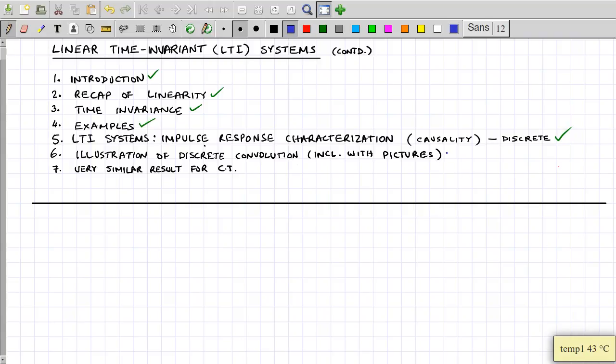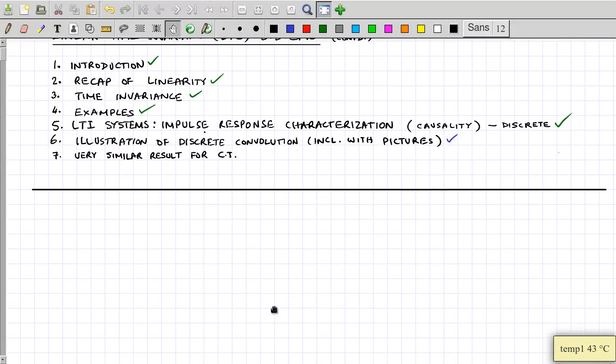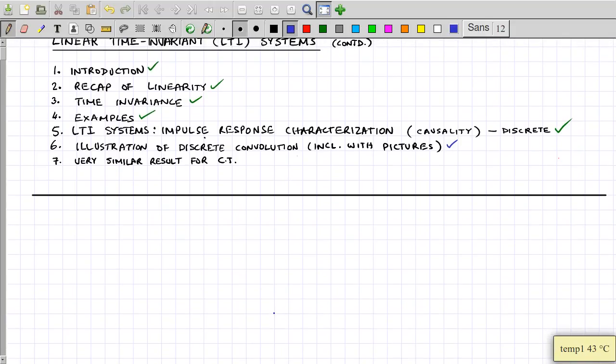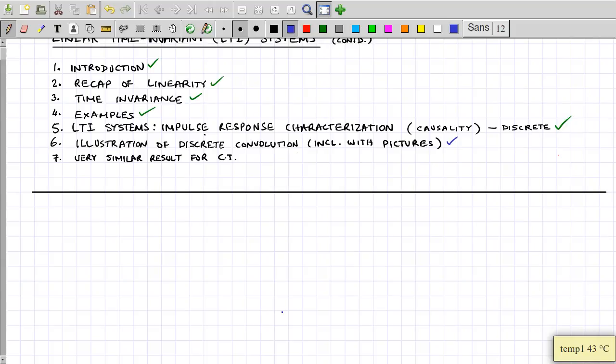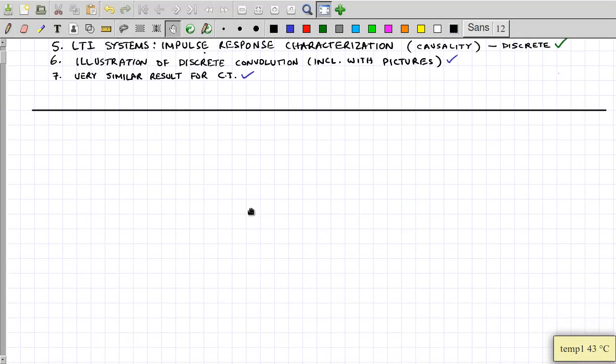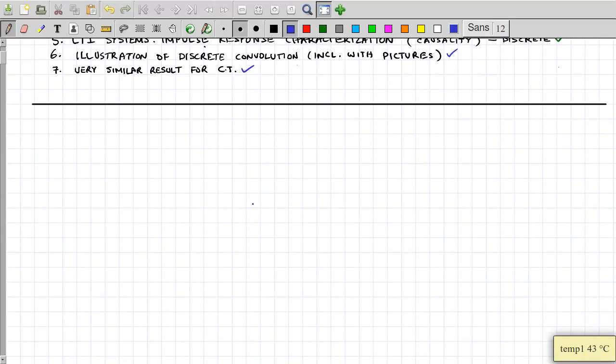is I'm going to give you an illustration of the convolution expression that we came up with in number 5 here, both in terms of equations and in terms of pictures. And finally, I will give you a short summary of similar results in the continuous time domain. Of course, everything we have been doing over here in terms of derivations and so on has been for discrete time because it's a bit easier.